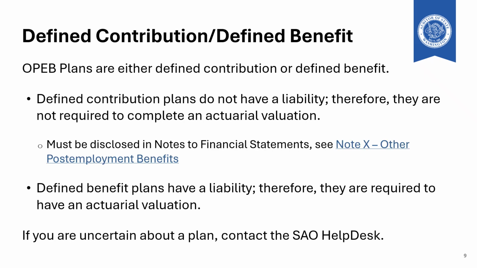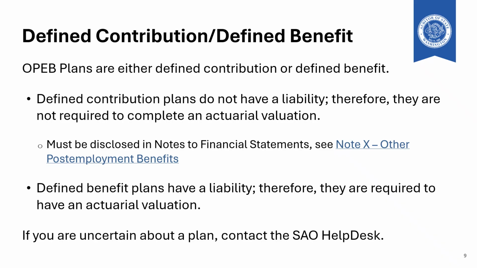OPEB benefits are either defined contribution or defined benefit. Defined contribution plans are plans where each employee has an individual retirement account, and while the employee works for the government, you add contributions to their individual account. When they retire, the contributions in their account is all they get. So if their account runs out of money, they stop receiving benefits. The government is not obligated to provide any more money to that individual's OPEB account after they retire.